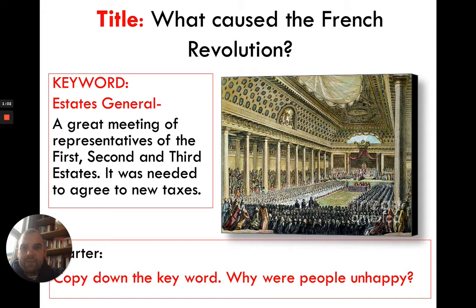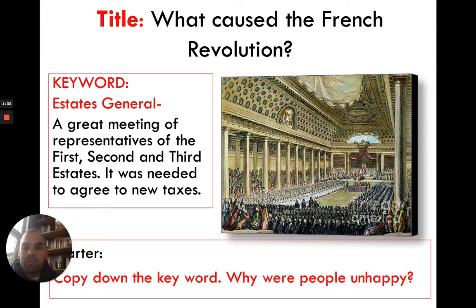Okay, so going back to this. The Estates General then, okay, was a great meeting of representatives of the first, second, and third estates. It was needed to agree new taxes, okay. Now, the Estates General was basically like a parliament, the same idea as a parliament in French society. But the point was that before the French Revolution, parliaments would only meet very, very rarely. The Estates General would not meet very often, and it only really met to agree new taxes. That was its main power, okay.